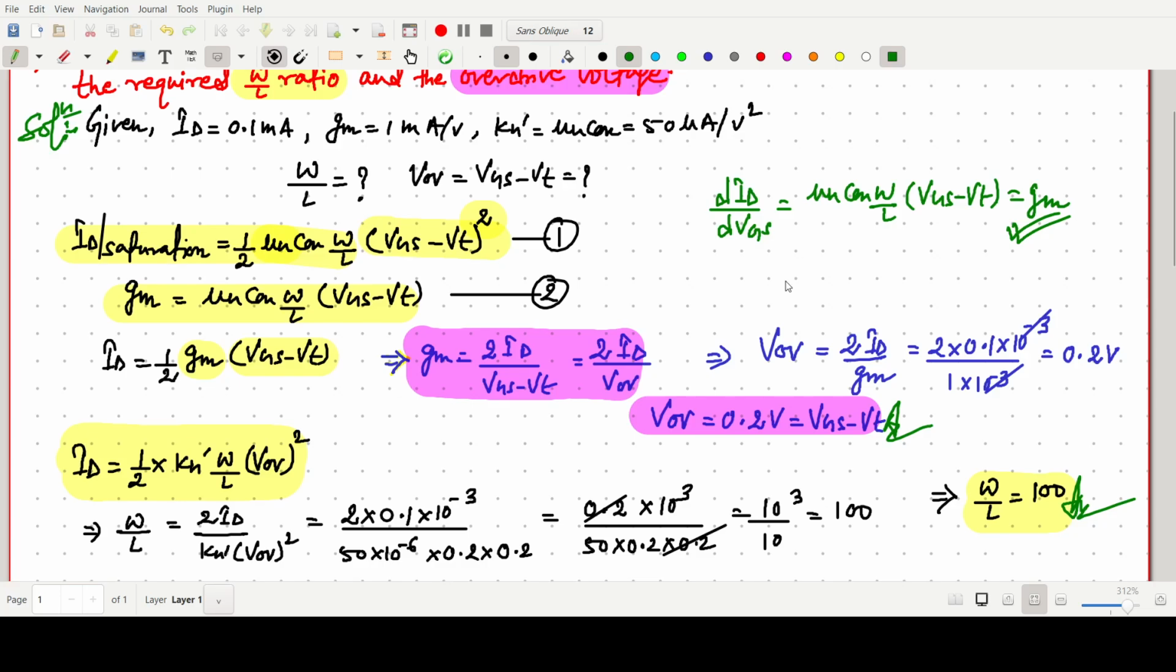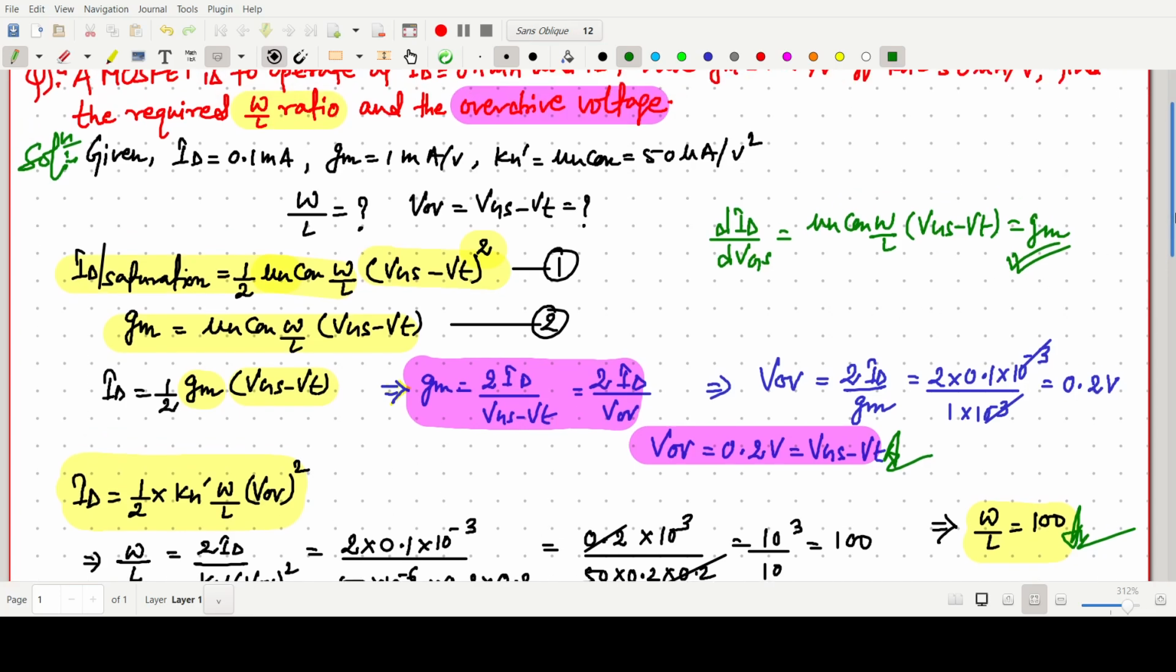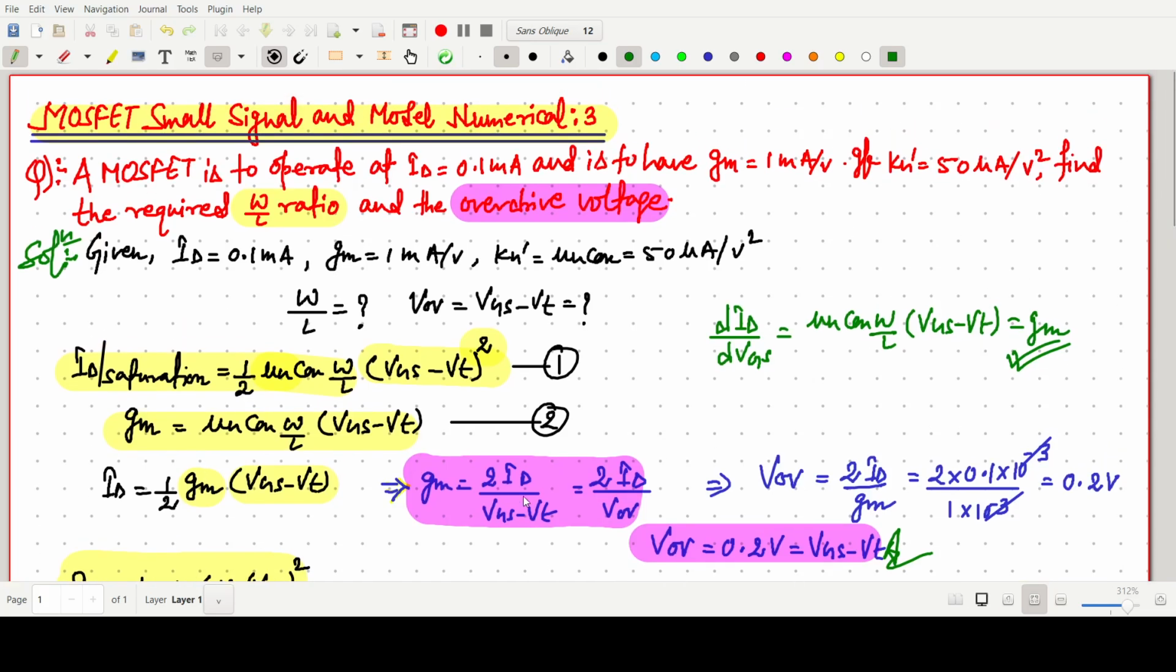You have to remember all these concepts, or after practicing many numericals you can easily get the expression for W by L and whatever you want. So this is all about this lecture.